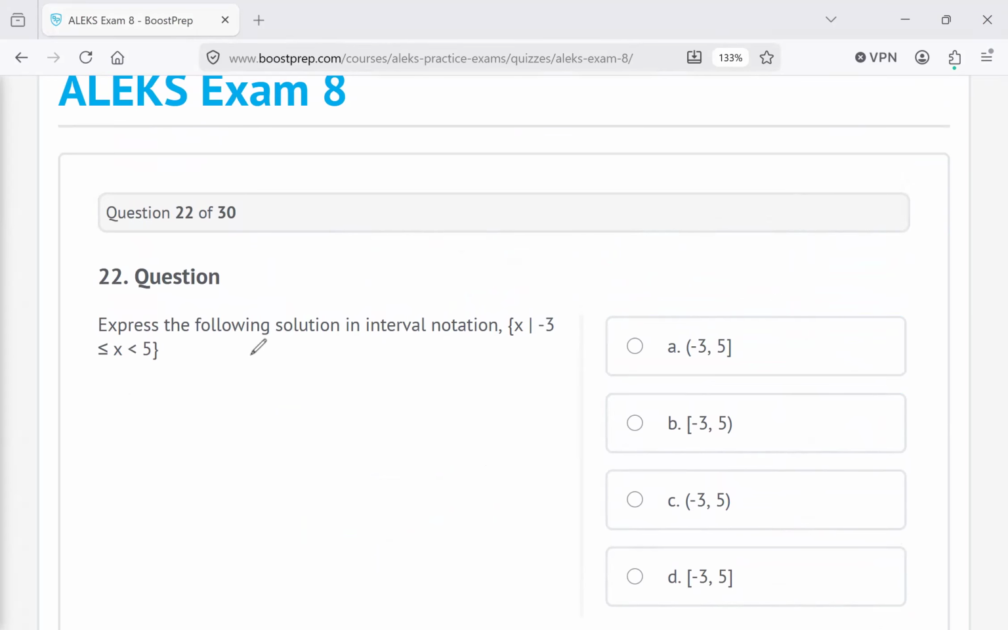Write the following in solution and interval notation. So you have negative 3 is less than or equal to x, and x is less than 5. So really, it's going to be bracket -3, 5, parenthesis. So why did I put a parenthesis with 5? Because it doesn't have an equal. And why did I put a bracket for the -3? Because it does have equals. So it's going to be bracket -3, 5, parenthesis.